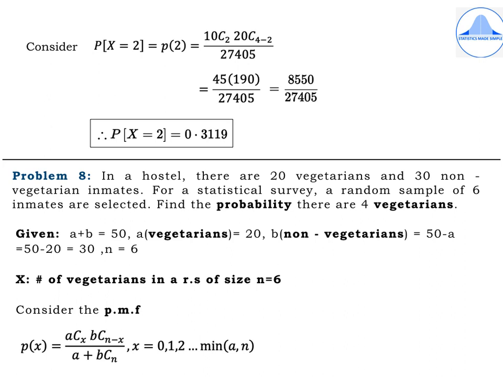Next, define the random variate, that is capital X is the number of vegetarians in a random sample of size N equal to 6. The next step is to write the general format of the PMF of the hypergeometric distribution, which is P of X equal to ACx BC N minus X divided by A plus B Cn, and X takes the value 0, 1, 2, so on, minimum of A comma N.